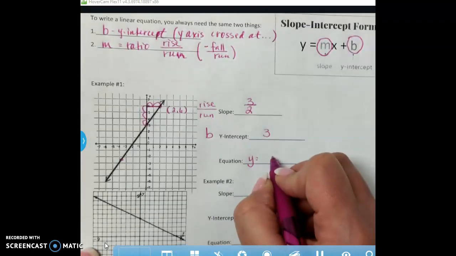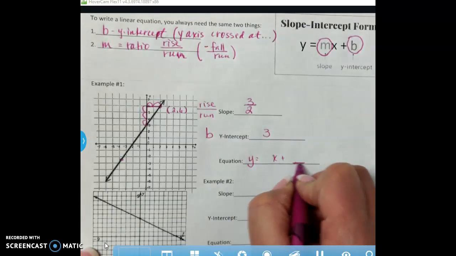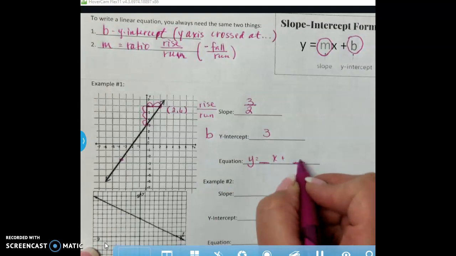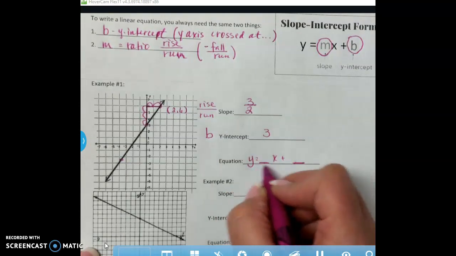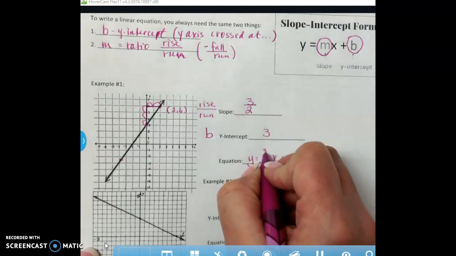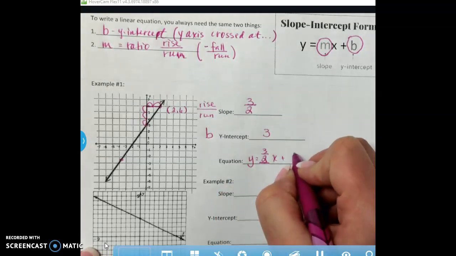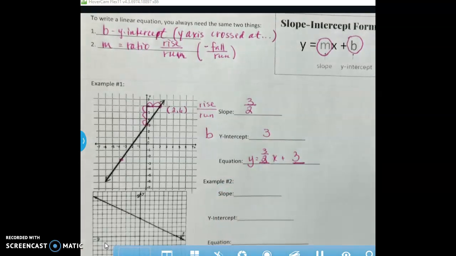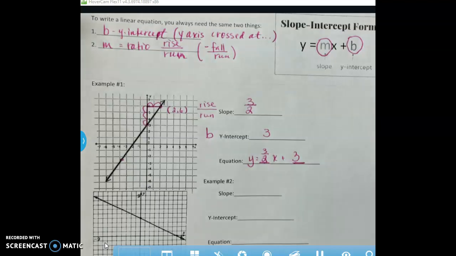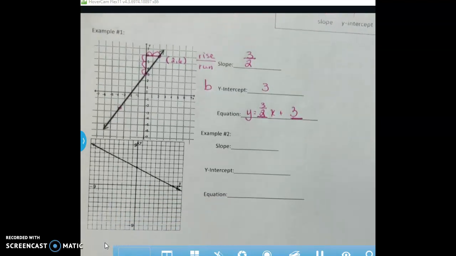I'm ready to put my equation together. I was missing the y-intercept and slope. So 3 over 2 x plus 3. Here's my equation. All right, let's do this for example number 2.